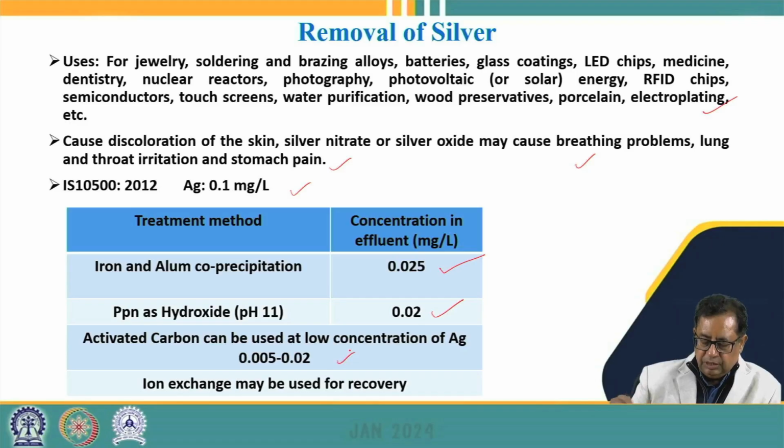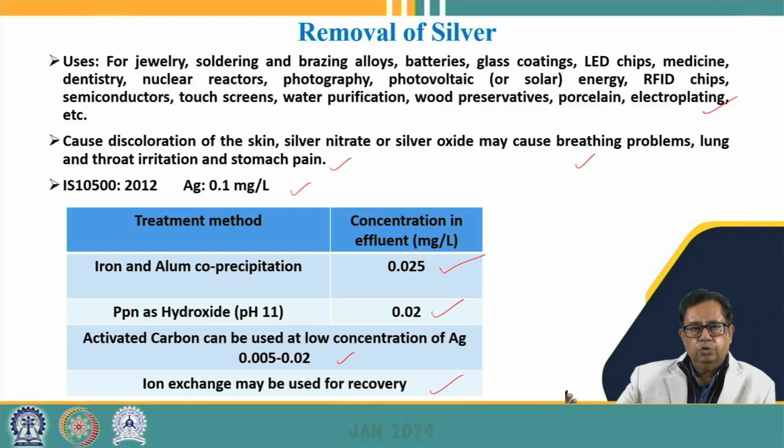Activated carbon can also be used for the removal of silver, and we can get a concentration of nearly 0.005 to 0.02. And ion exchange may also be used, because we want to recover this metal, so ion exchange can prove to be beneficial in such cases.